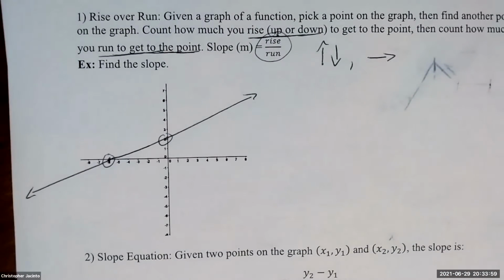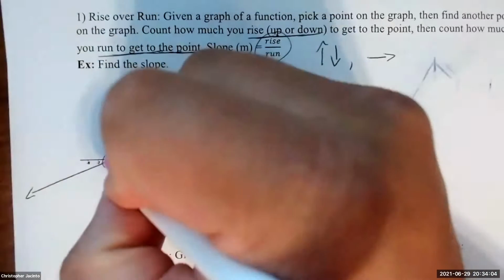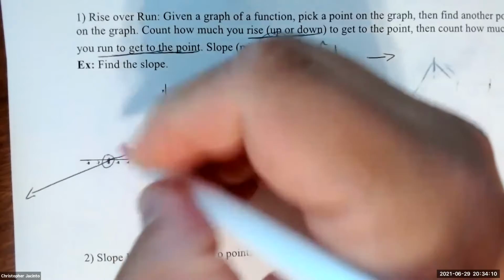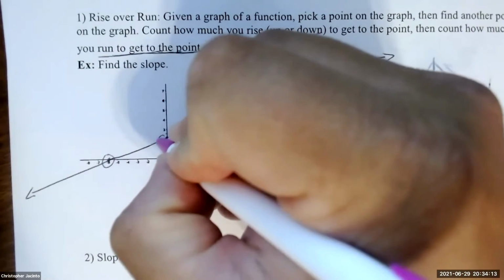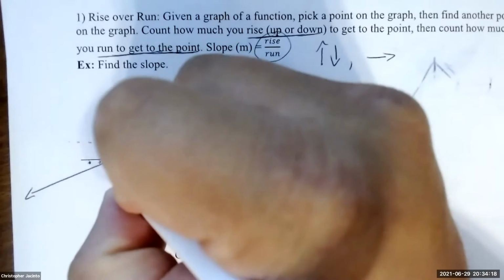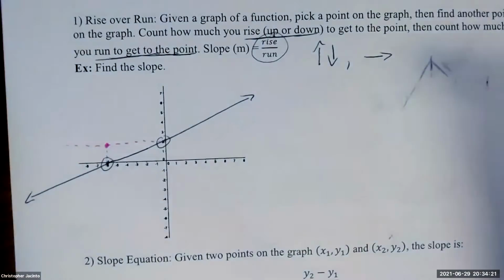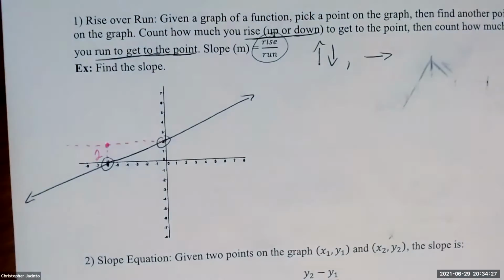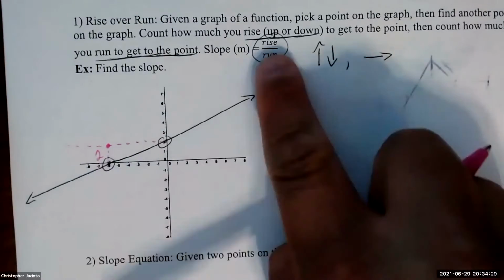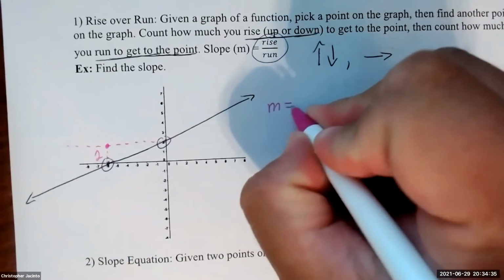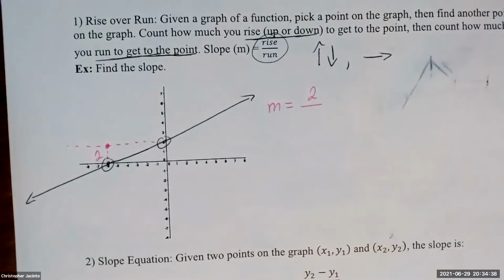And what we want to do is see how much we're going up or down. Starting from this point, just like in checkers, you can only go up or down, no diagonal. So I want to go up to here. I'm going to make a line there and count how much I go up to meet this point. Starting here, I go up 2 units. Since we went up 2 units, that's going to be the top number, our rise.